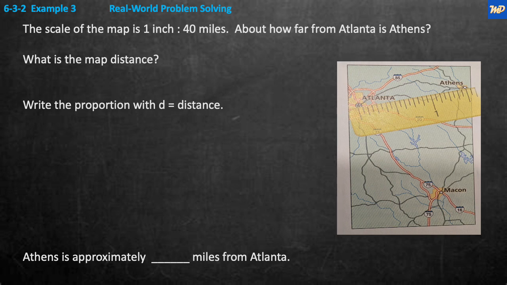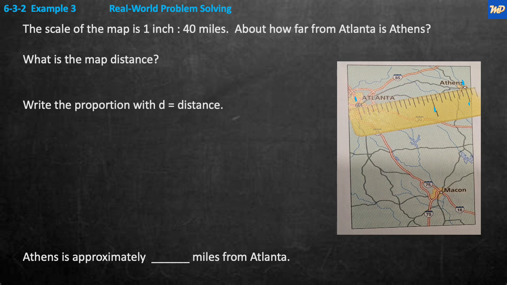Okay, so from right here, you can see it. Right here, Atlanta, and over here is Athens, and it's 1.5 inches right there, 1.5 inches. Okay, so let's write the proportion. We can write it any way we want. We can say 1 inch to 40 miles, or we can say 40 miles to 1 inch. Either way is fine. They didn't tell us what we had to do.